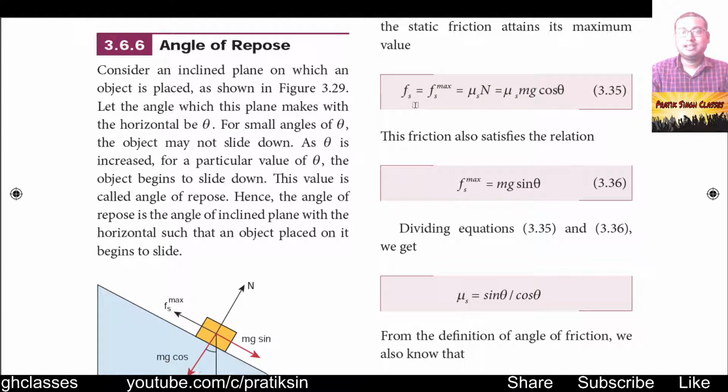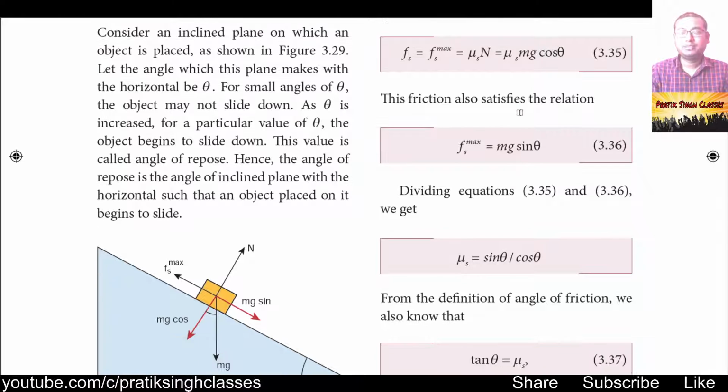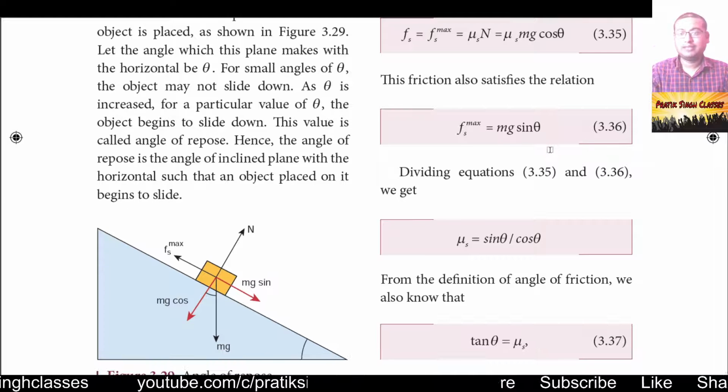So we can say that Fs is equal to Fs max, and the Fs max formula is mu s into N, or in place of N we can write mg cos theta. So we will have Fs is equal to Fs max is equal to mu s mg cos theta. Here mu s is the coefficient of static friction and it depends on the plane, meaning for different planes the value of mu s will be different. g is the gravitational acceleration, m is the mass of the body, and theta is the angle of the inclined surface.